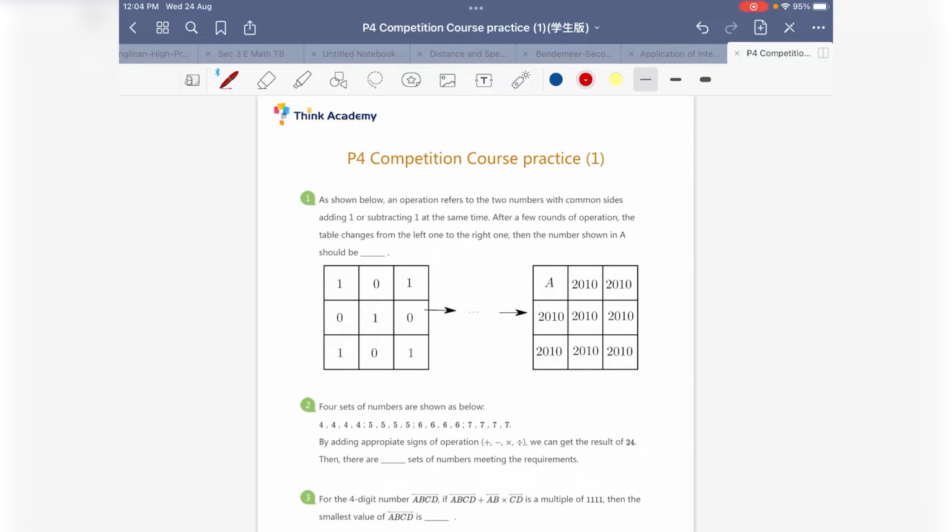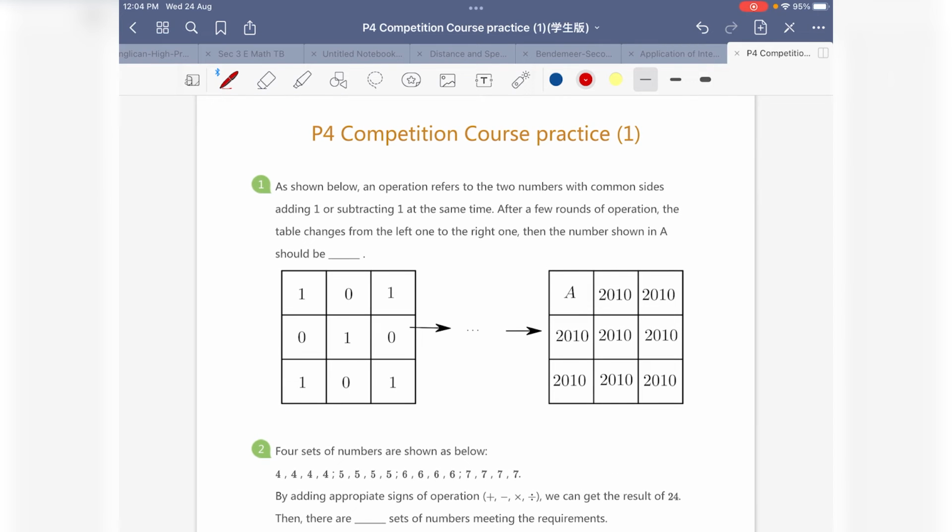Now, as shown below, an operation refers to the two numbers with common sides, adding 1 or subtracting 1 at the same time. After a few rounds of operation, the table changes from the left one to the right one. Then the number shown in A should be a particular number. So this really means wherever we try to add a number to a single box, an adjacent box needs to be affected. So in the same way as well.